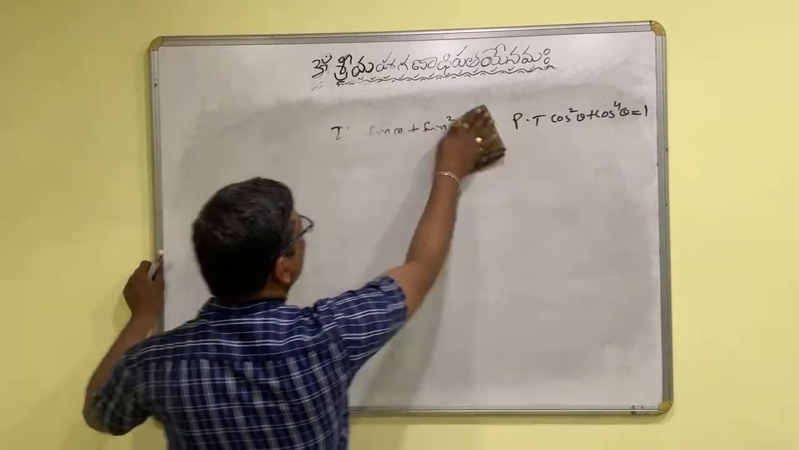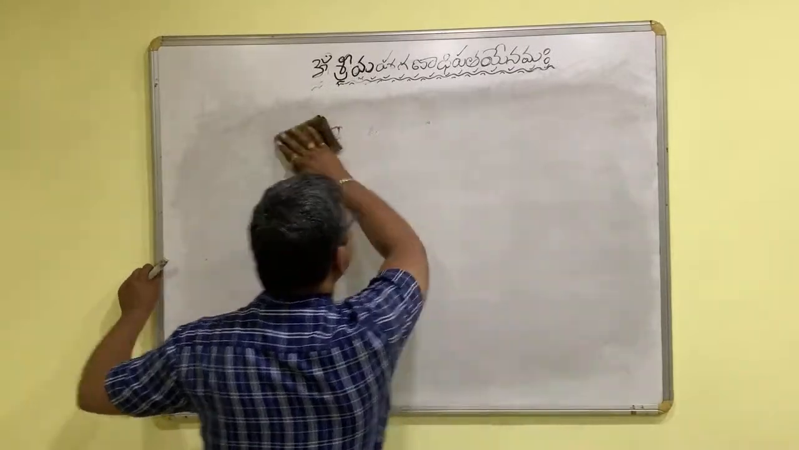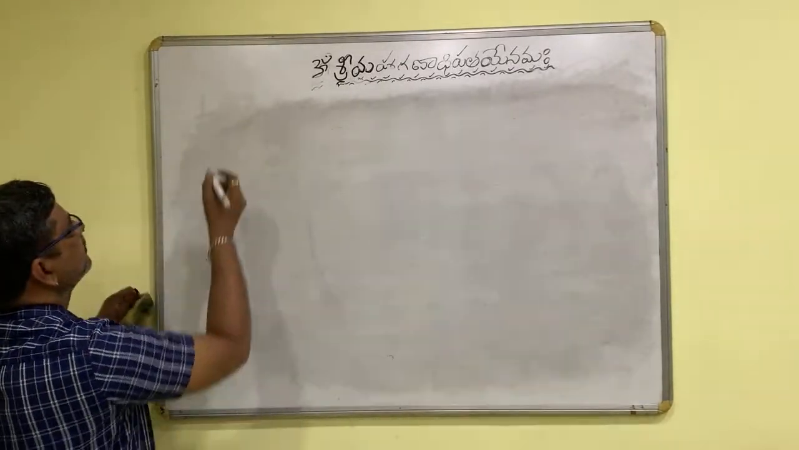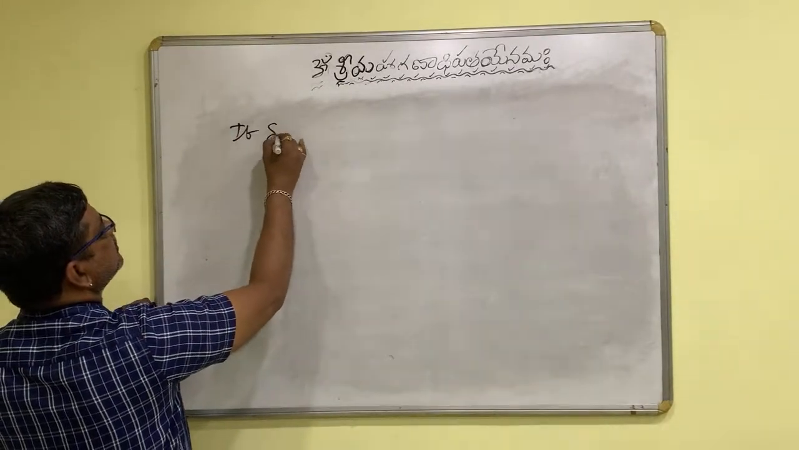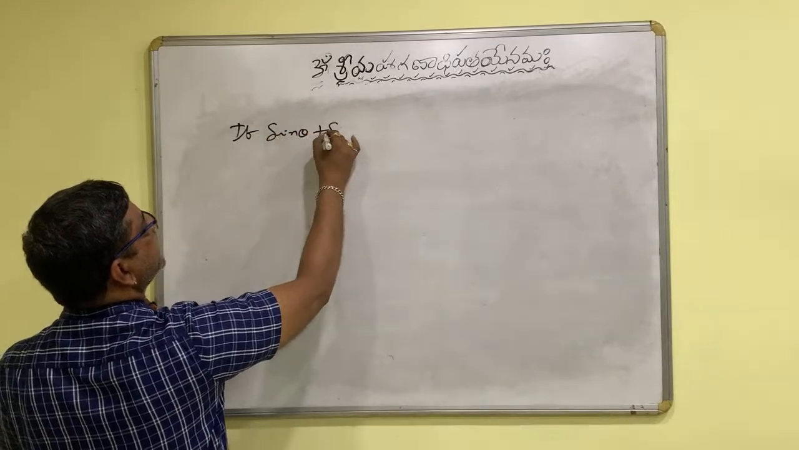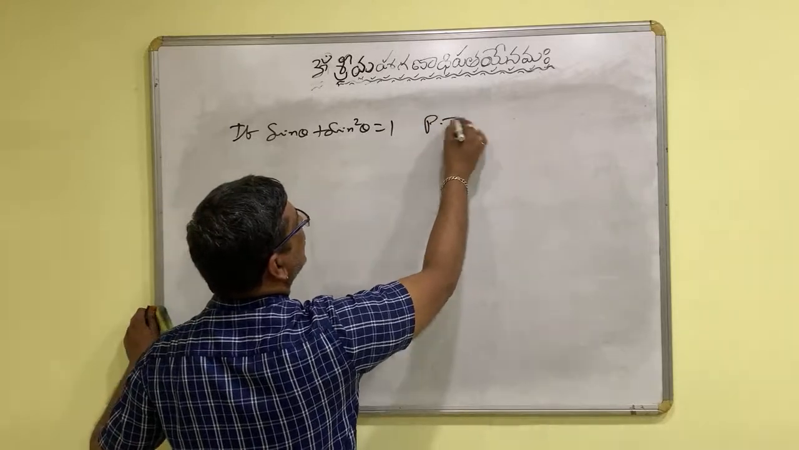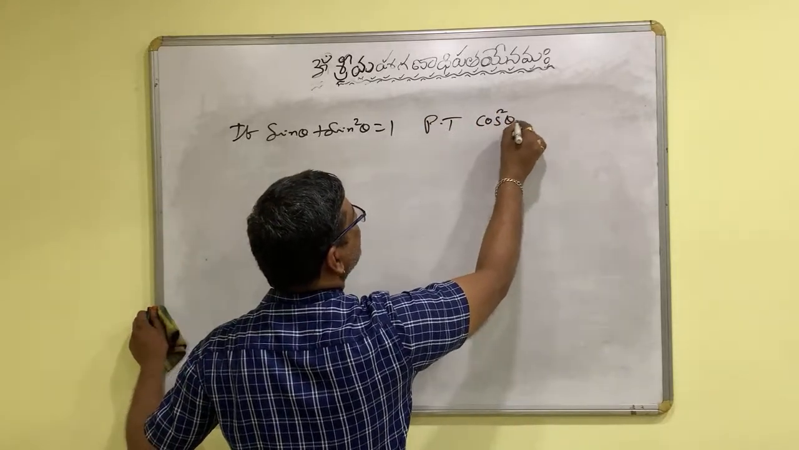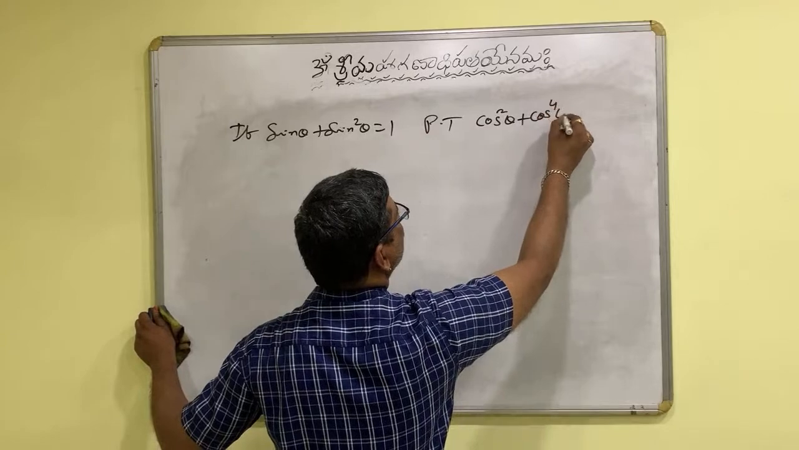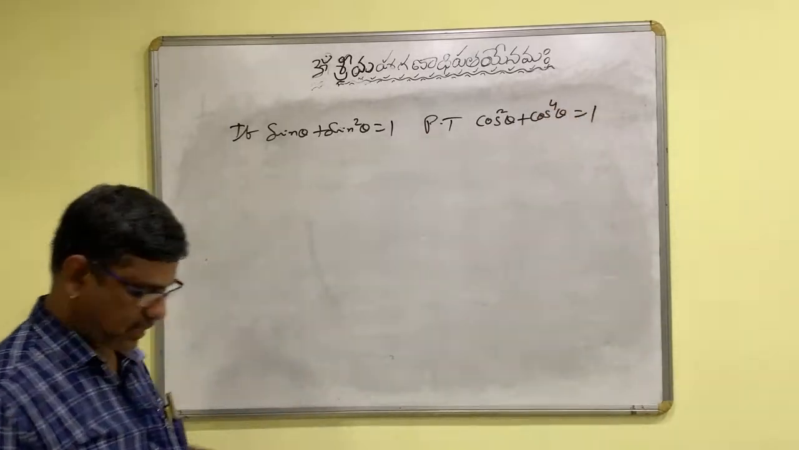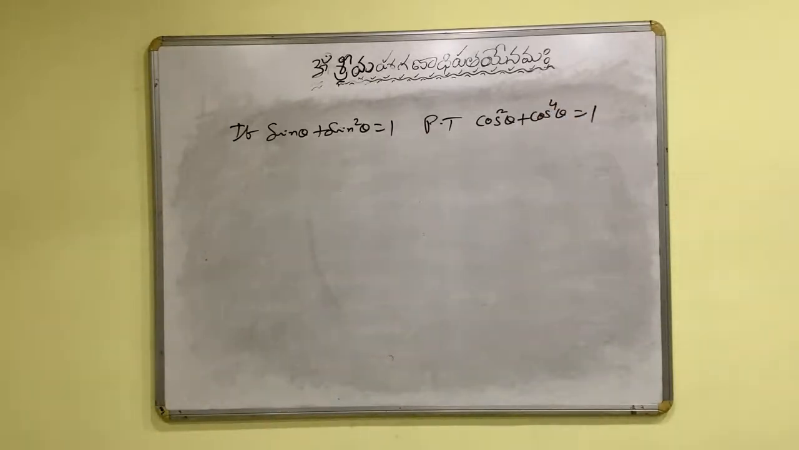Is it not properly visible? I'll write it again here. If sin theta plus sin square theta is 1, then prove that cos square theta plus cos power 4 theta is also 1. How to do this?